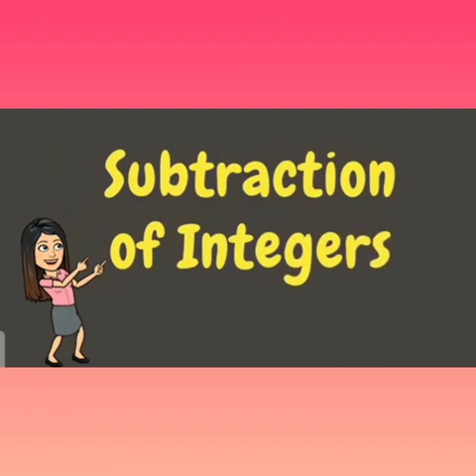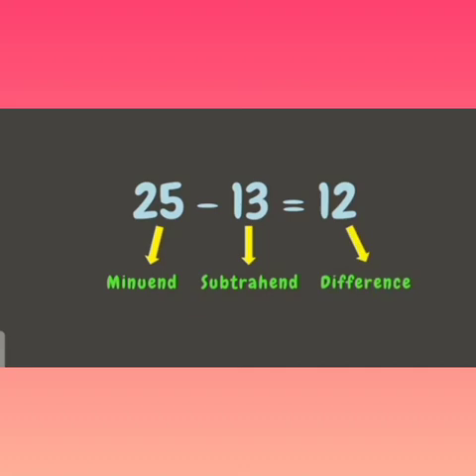Subtraction of integers. First, let's have a quick review on the parts of subtraction. The first number, or the number that is being subtracted by another number, is called minuend. The second number, or the number that is subtracted from the minuend, is subtrahend. While the answer is called difference. Now that you have recalled the parts of subtraction, you are now ready for our lesson.